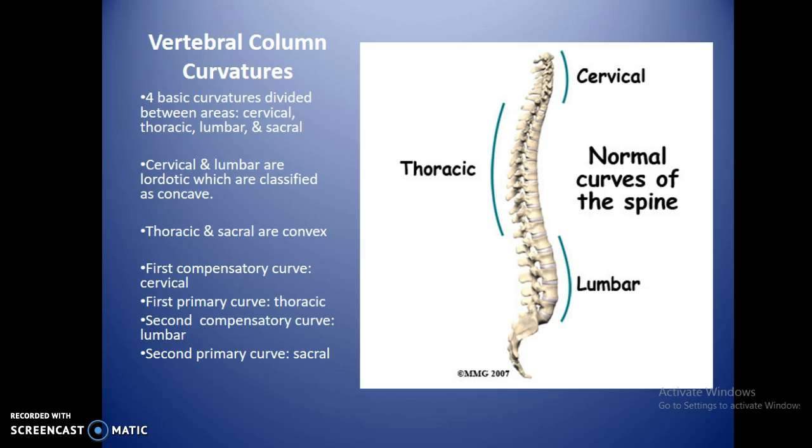Thoracic curve is classified basically as a convex curve. It's going to be the first primary curve. So if you have a hard time remembering them, just remember this goes cervical, compensatory, primary, compensatory 2, primary 2. So it's going to be CP, CP basically. You should be able to figure out if it's a compensatory or primary curve if you can just remember that little device.